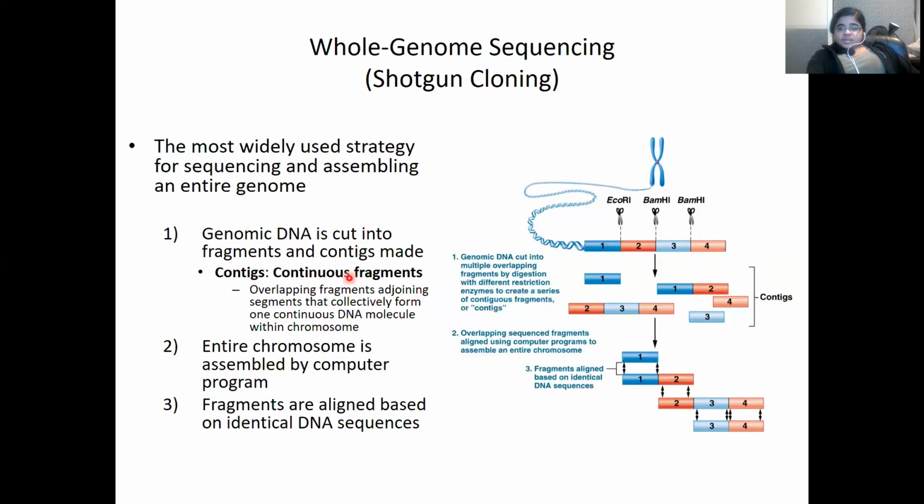It forms contigs, which are just continuous fragments of the DNA itself. The entire chromosome is then assembled by a computer program, and then the fragments are aligned based on identical sequences depending on the pattern of how they are cut and put together.